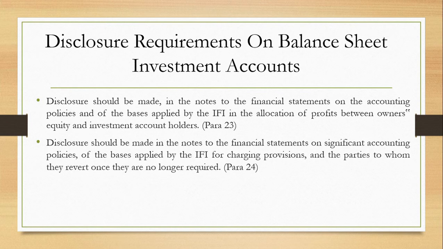Disclosures required on balance sheet investment account. Macam tadi disclosures policy. This one is on the balance sheet. So disclosure should be made in the note to the financial statement on the accounting policies and of the basis applied by IFIs in allocation of profit between owners, equity and investment account holder. So, dia punya allocation of profit between owners and equity investment ni kena stated or letak dalam notes of financial statement. Itu dia nak cakap lah.